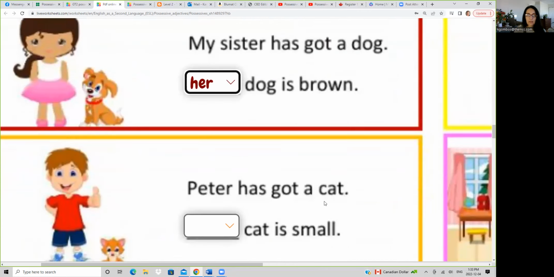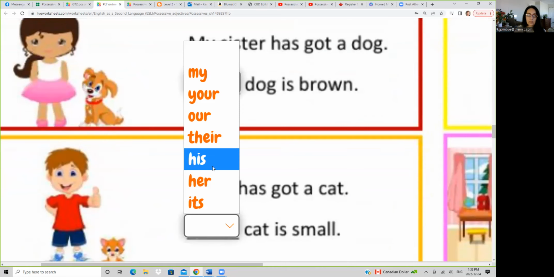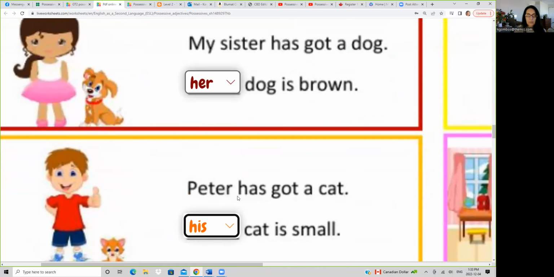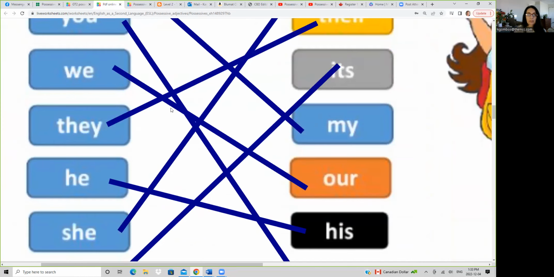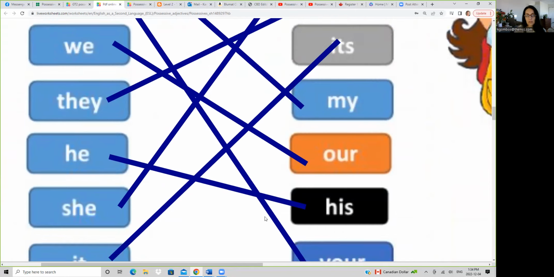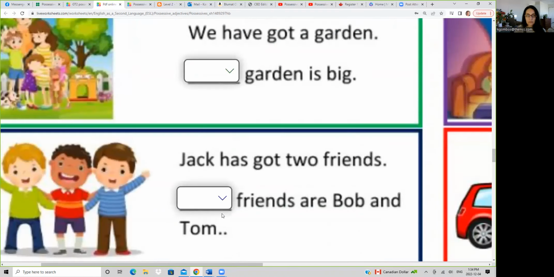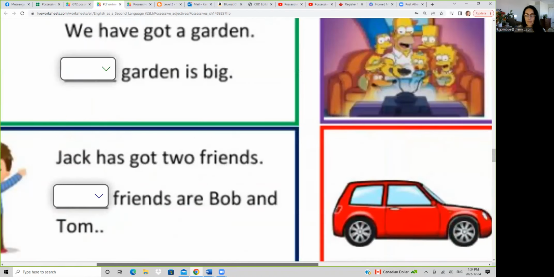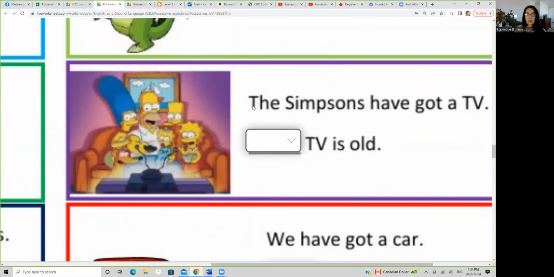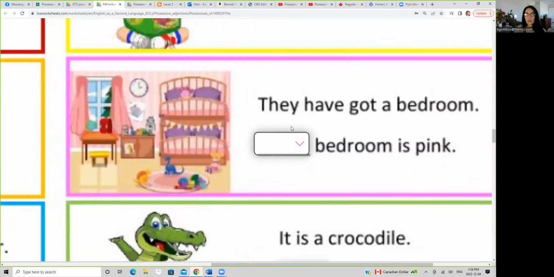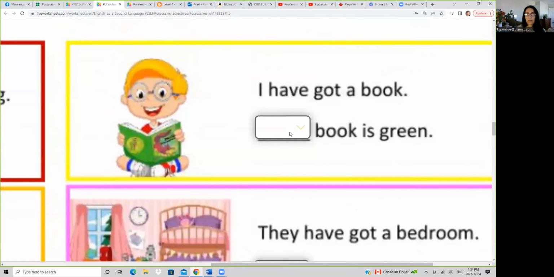Peter has got a cat. What is Peter? He's a he. So his cat is small. And again, if you don't remember, you can always go up here and see we is our, they is their, she is her, he is his. And then you can do this one. You, your. We, our. Jack is a he, so his. The Simpsons, plural, their TV. That is their. It, its. They, their. And I, my.